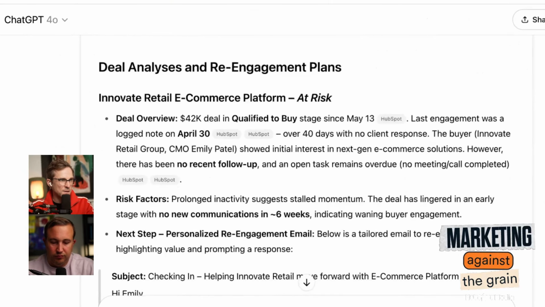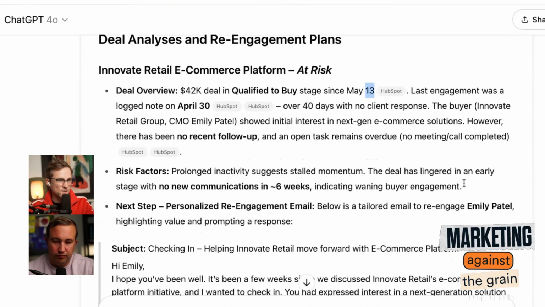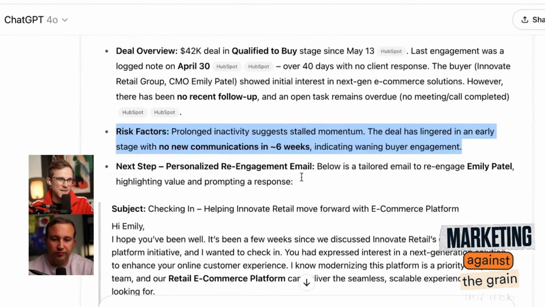And then it gives me this deal analysis and re-engagement plans, right? So it actually tells me, here, let's look at this one. Innovative retail e-commerce platform is at risk. The deal overview is $42,000. And they've been in the qualified to buy stage since May the 13th. Again, this is fake data. It's in a fake portal. Last engagement was April the 30th. Over 40 days with no client response. The buyer showed initial interest in the next-gen e-com solutions. However, there's been no recent follow-up. Gives me the risk factors, which basically says there's inactivity for 6 weeks. And then gives me an email to re-engage the person that I have to re-engage.